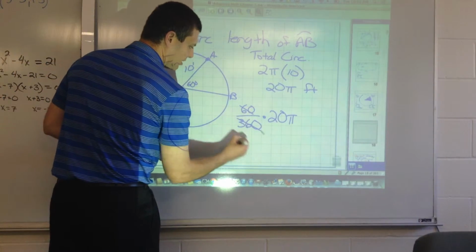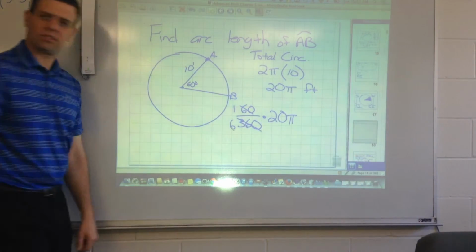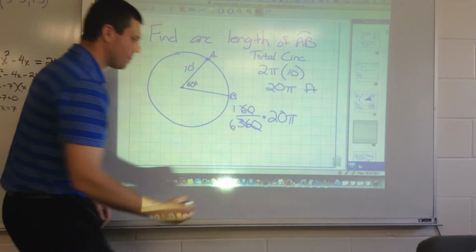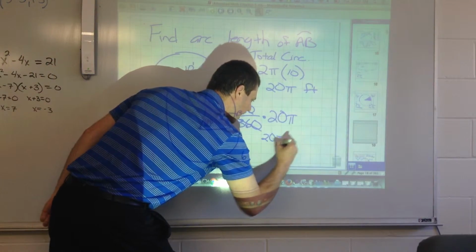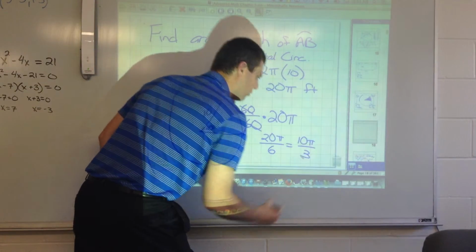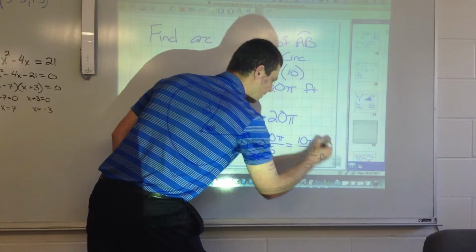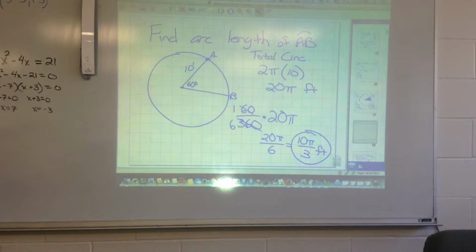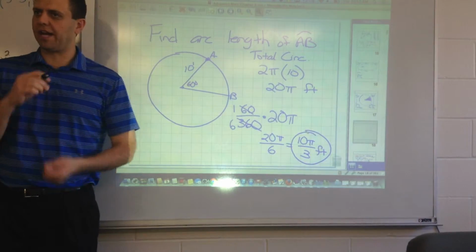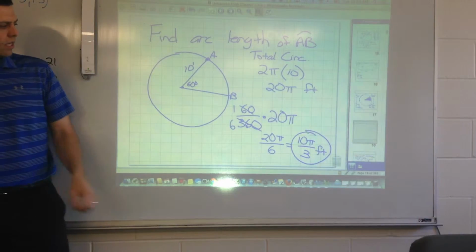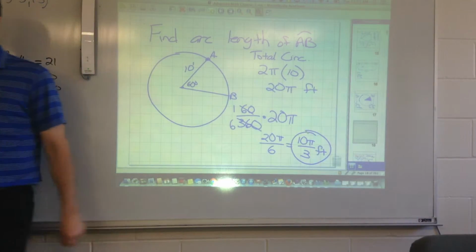So 60 over 360 reduces to 1/6. And then when I take 1/6 times 20 pi, I'll get 20 pi over 6, which would reduce to 10 pi over 3, and that will be in feet. I'm going to leave it in terms of pi. You probably are going to get out a calculator and actually type that in. Okay? Any questions on that?